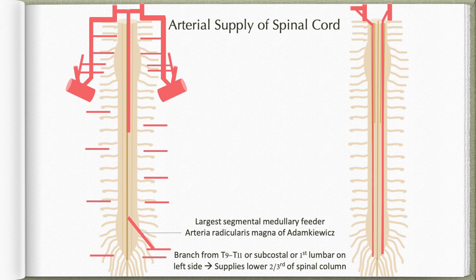Frequently, it arises on the left side. However, it may be a branch on the right side. This artery divides into ascending and descending branches, anastomoses with the anterior spinal artery along the anterior median fissure, and it will take care of the blood supply of almost the lower 2/3 of the spinal cord.